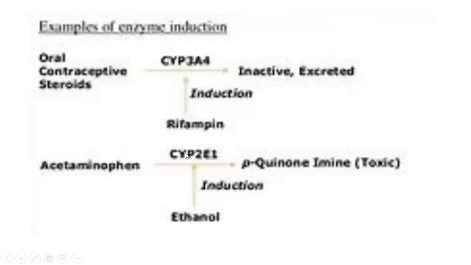Similarly, you can see here rifampicin. It will induce the metabolism of oral contraceptive steroids, and thereby their metabolism will be rapid. This rapid metabolism of these drugs will lead to ineffectiveness of the drug. Similarly, if you take acetaminophen, its metabolism is induced by ethanol. Ethanol mainly induces the enzymes involved in the metabolism, so this particular drug will be rapidly metabolized.